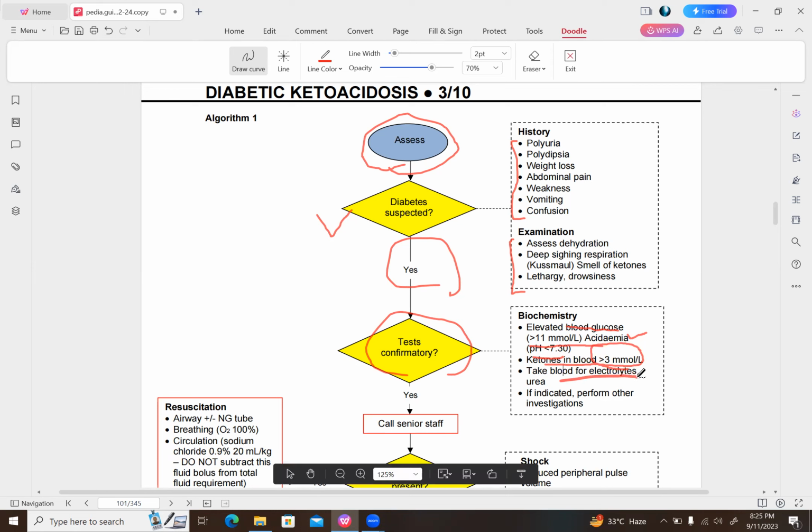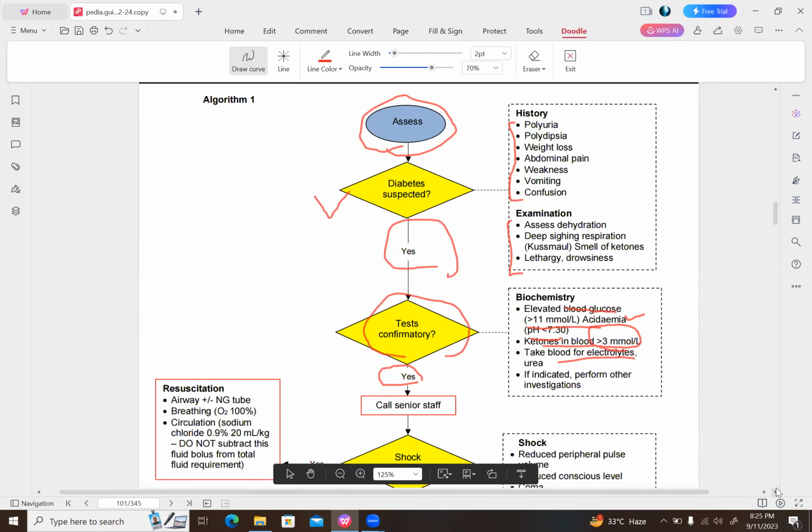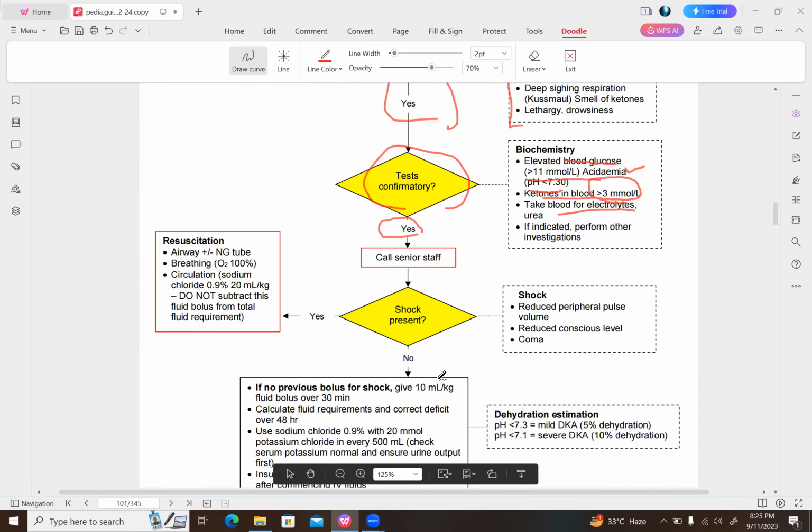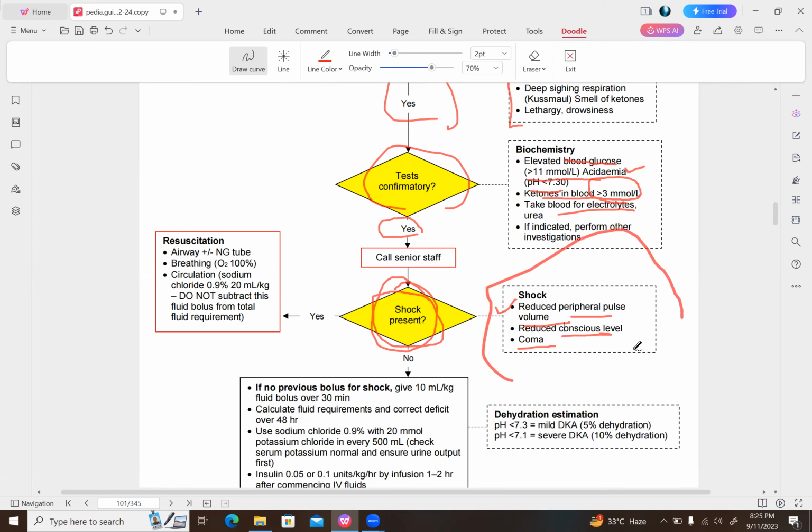You take blood for electrolytes as well. After the confirmatory test, you call the senior staff according to these guidelines, and then you see if shock is present or not. For assessing this, you palpate and check the pulse. If the peripheral pulses are reduced in volume and there is reduced conscious level or coma, then you can suspect shock. Shock management is different from management without shock.